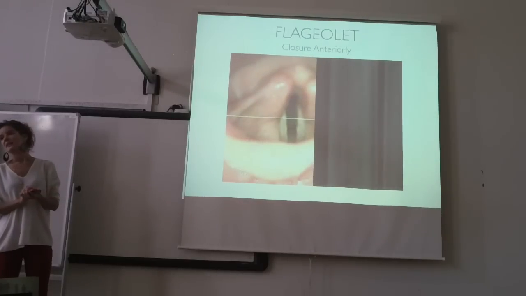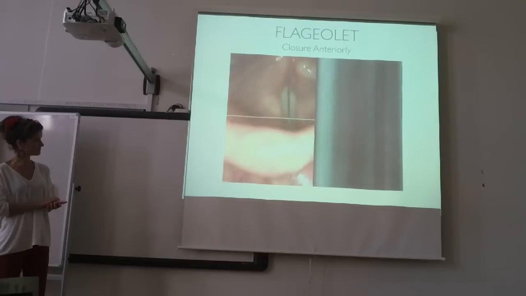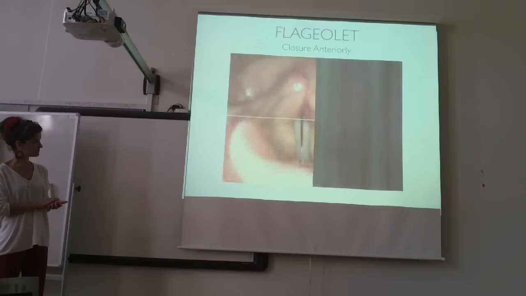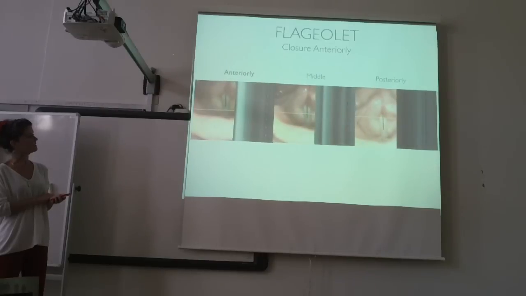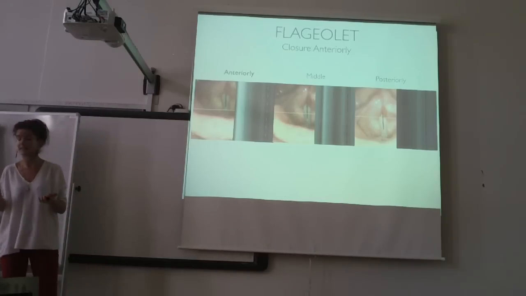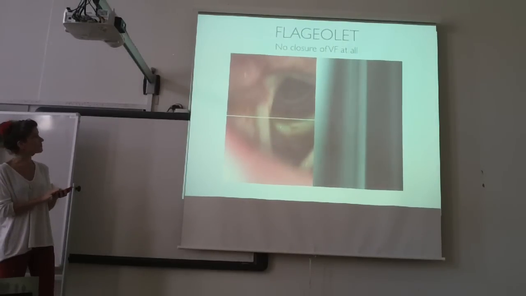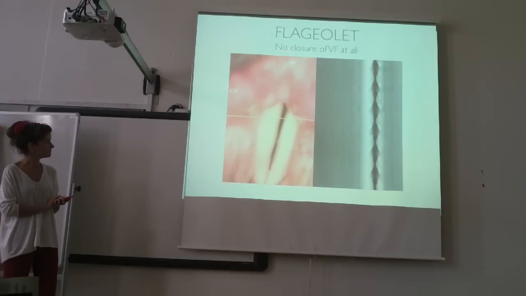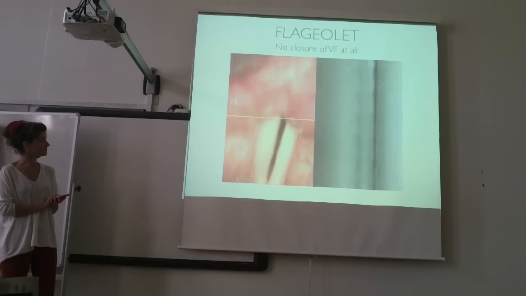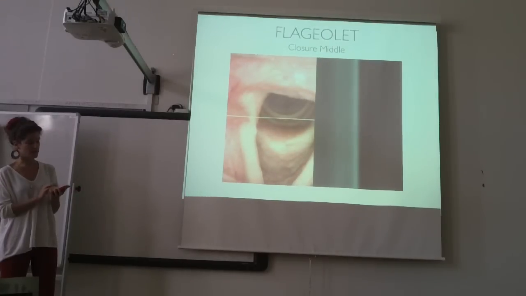Then this flageolet has only an anterior closure. These are the 3 separate images, only closure anteriorly. So when you see that there's black between the vocal folds, it means that they don't touch. Then this is a flageolet with no closure of the vocal folds at all. They do not touch. Then only closure in the middle.